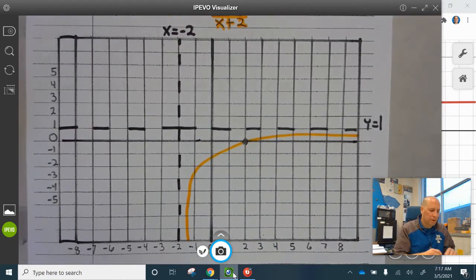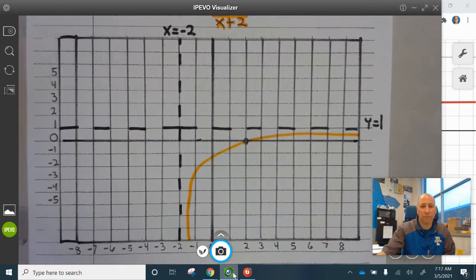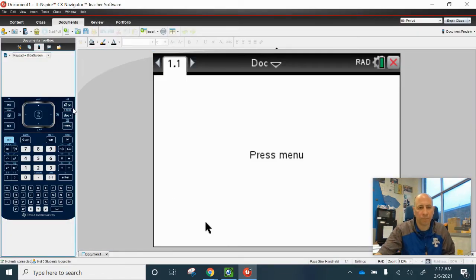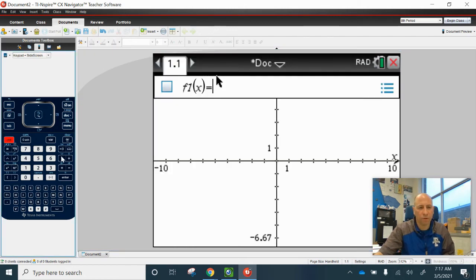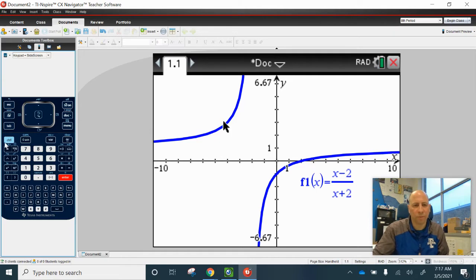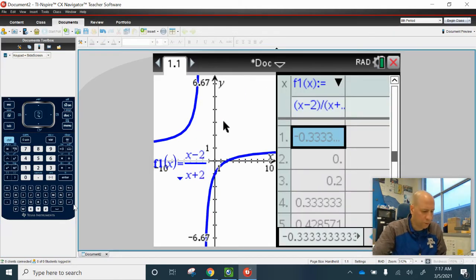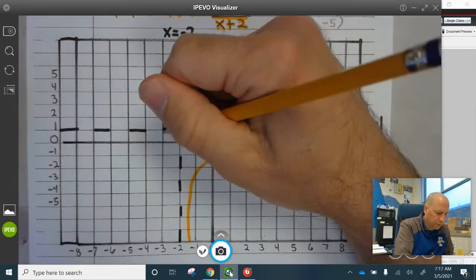Now we just need to find one point to the left here, and this is where I recommend using the Inspire. I'm going to go to a new document, add graph, press Control, divide, x minus 2 divided by x plus 2. We need to pick some point here, so we're going to press Control T, and we need a point to the left of negative 2. So we can use negative 3, negative 5.